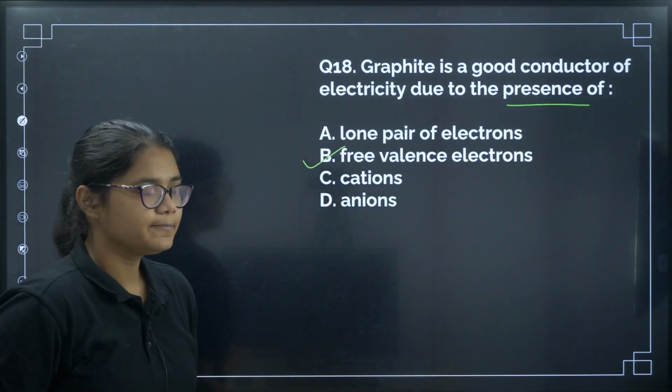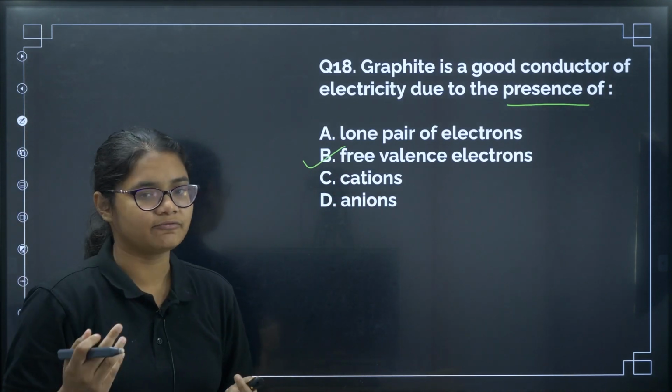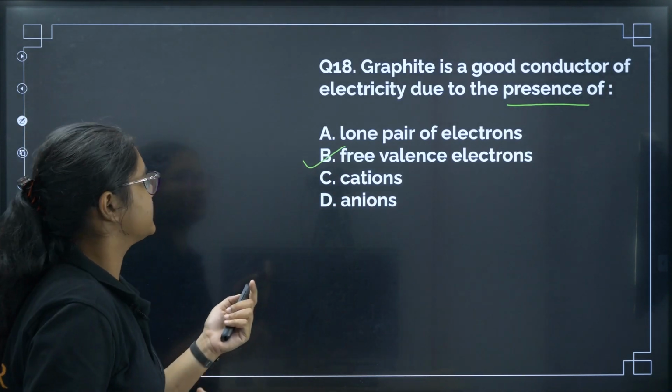Now next question: graphite is a good conductor of electricity due to the presence of free valence electrons, right? There is carbon, there are no lone pairs, there are no cations and anions. The valence electrons are free, so they can conduct electricity.